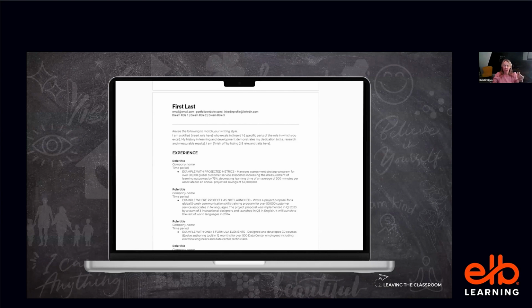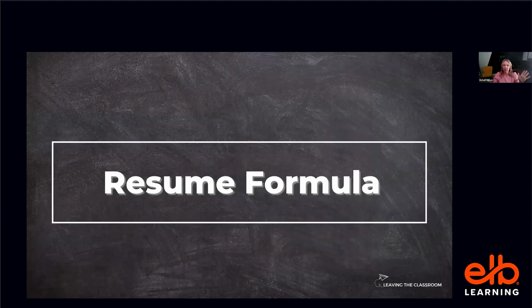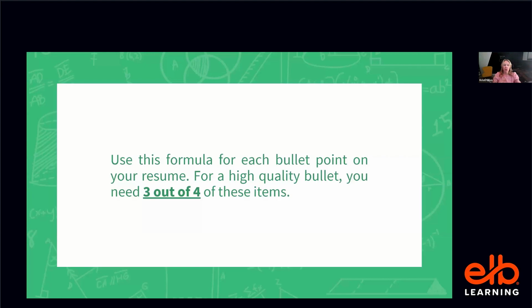Okay, let's go to the next one. So let's get to my resume formula here. And you're going to use this formula for your bullet points. And you need to have 3 out of 4 of these in each of your bullet points. Okay, so there's 4 elements in my formula. You need 3 or else I say don't include it. Obviously, you can do whatever you want, but that's my recommendation and this works. Okay, so I recommend getting rid of it if you don't have 3. So keep that in mind here.